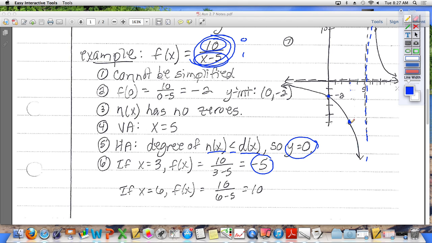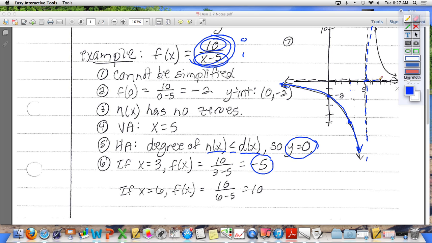Do you see how I knew then that my curve had to look like this? Asymptotes are lines that graphs approach. So I knew that because I had a horizontal asymptote at 0 and then a vertical one at 5, my graph was going to approach both of those asymptotes. The next thing I need to do is check out what happens on the other side of 5.